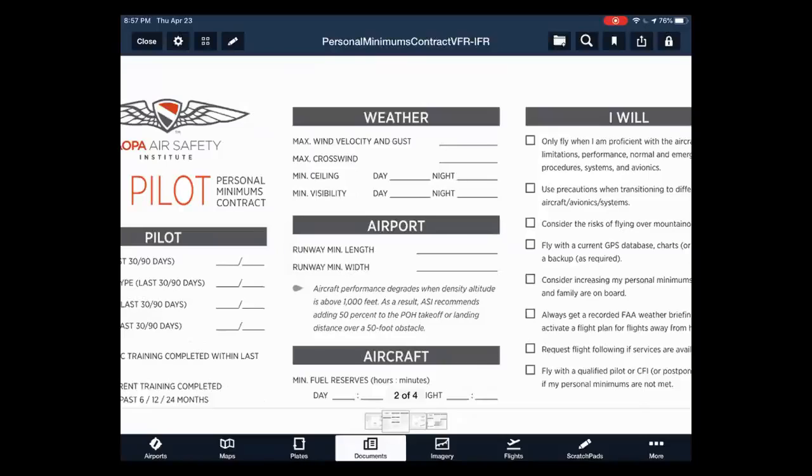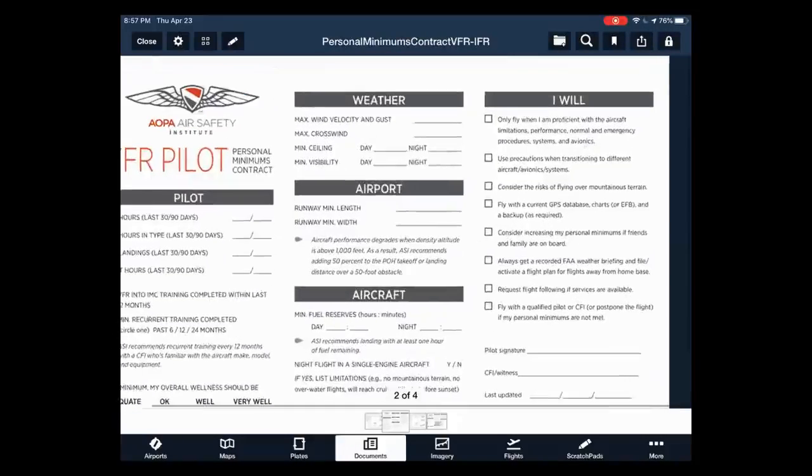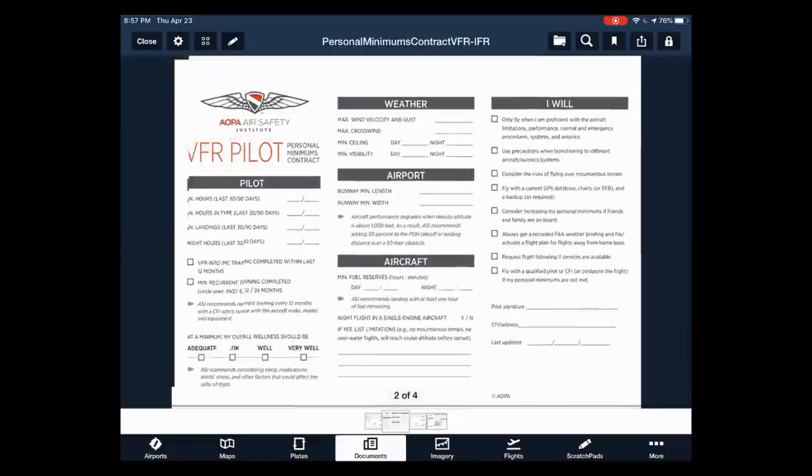Also notice that it doesn't just talk about personal minimums, it also talks about these are the types of things that I'll always do before I fly a specific type of airplane. So you can see, for example, on the first one, only fly when I'm proficient with the aircraft limitations, performance, normal and emergency procedures, systems, and avionics. So this is one way to establish your own personal minimums.